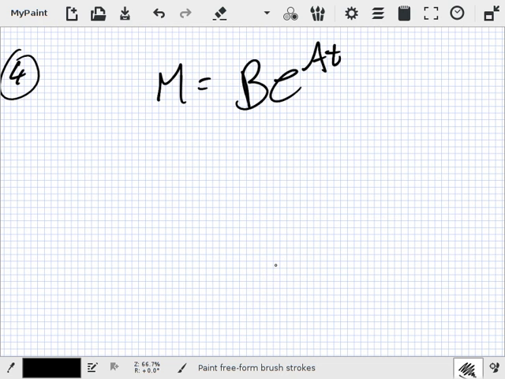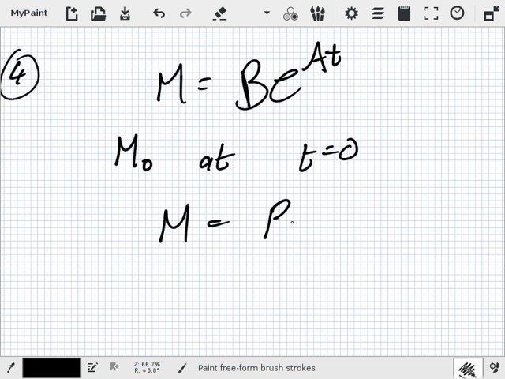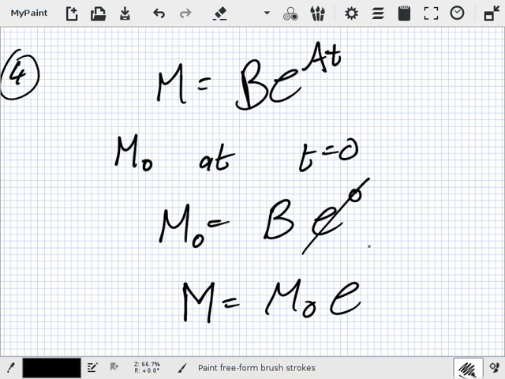At the beginning, we don't know how much money she has, because I don't say in the question. So we'll just say at the beginning she has M0. So M equals B e^0, so the B is M0. In question 2, it was £100. So we have M equals M0 e^(At). I'm using the letter A in this one.